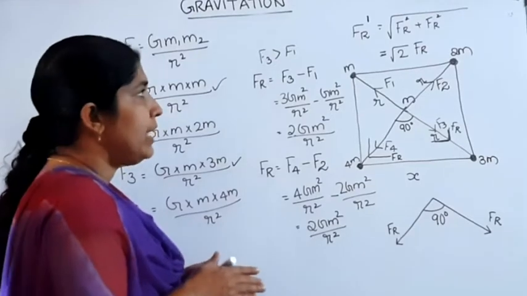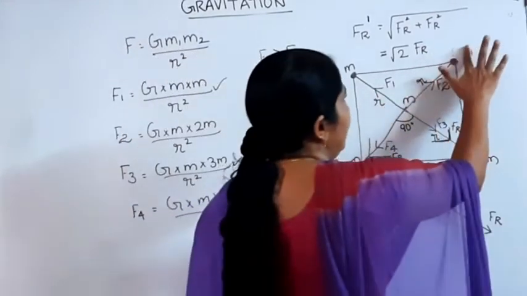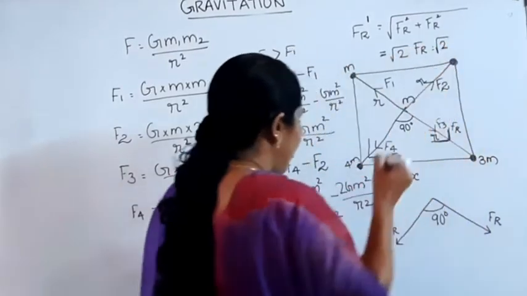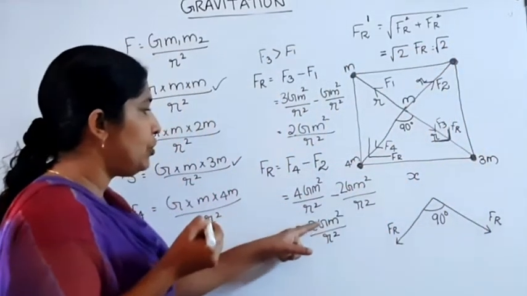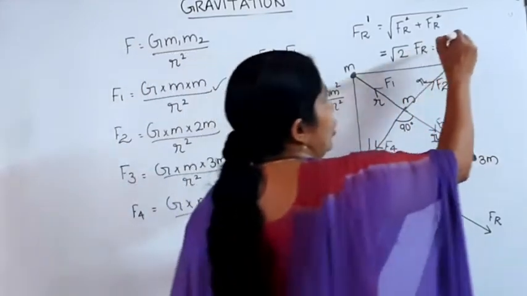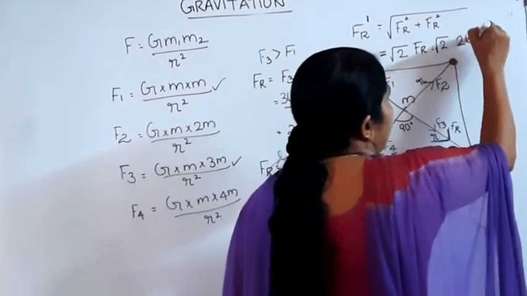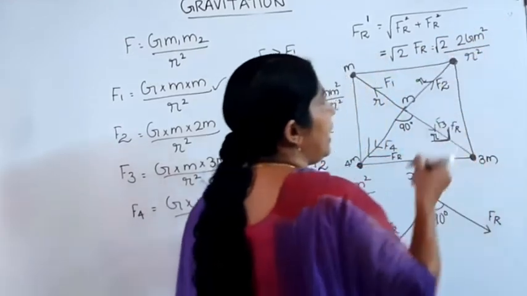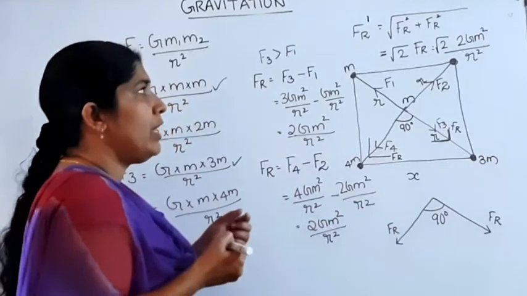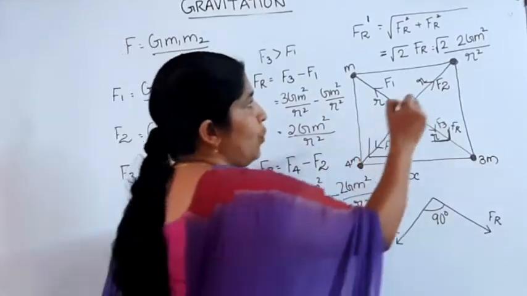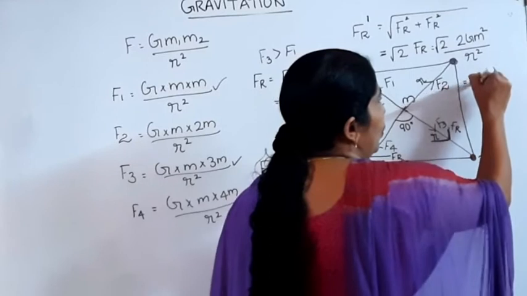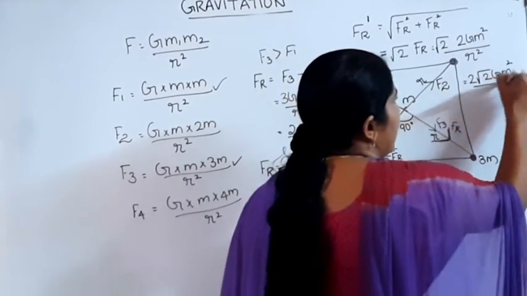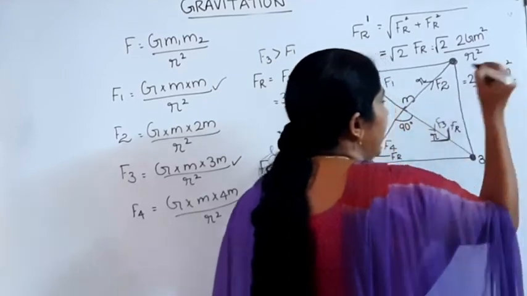Okay. Now we can substitute the value of FR here. That's equal to root 2 into, what about FR? FR is equal to 2GM square divided by R square. So 2 root 2 GM square divided by R square, that is the resultant force.